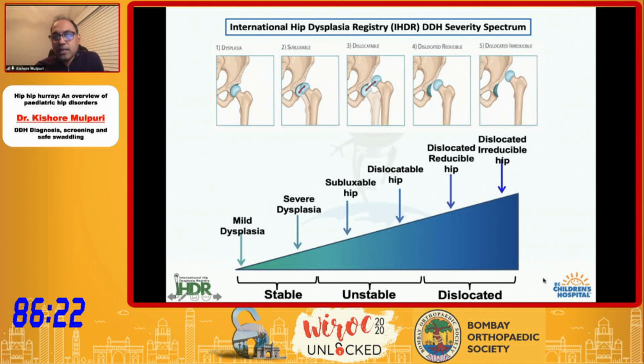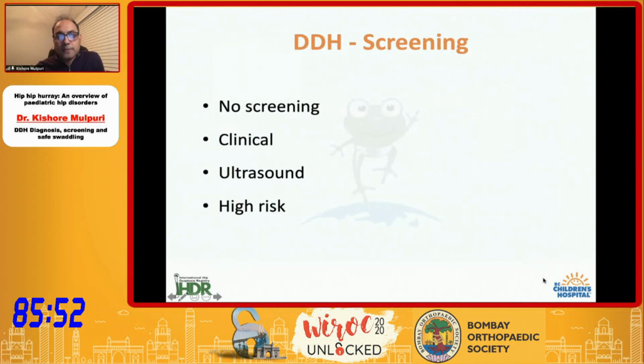So we really need to understand, is it dislocatable or is it dislocated? If it's dislocated, is it reducible or irreducible? Because all of that will have implications. Same way when we talk about bilateral DDH, are both sides just subluxable or dysplastic? Are both sides dislocated but irreducible, which is a completely different spectrum in terms of comparing treatments from one to another. So this is really, really important to keep in mind.